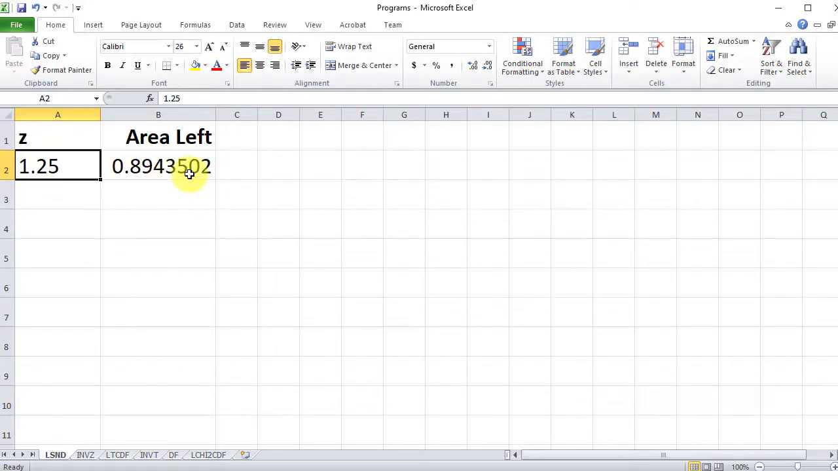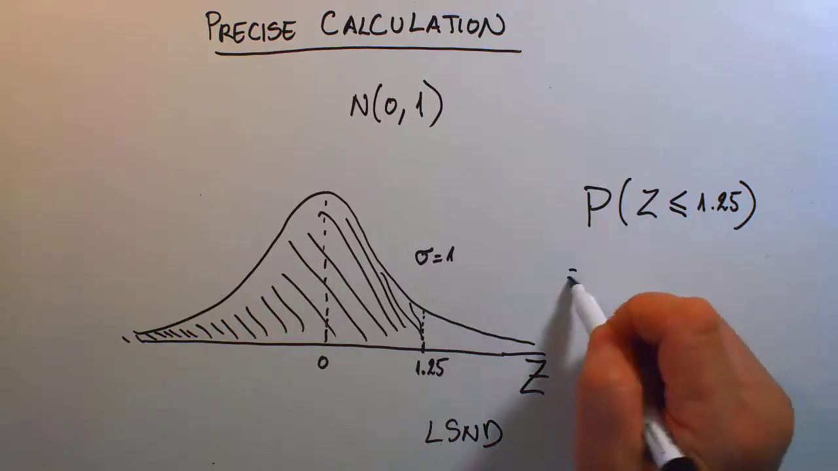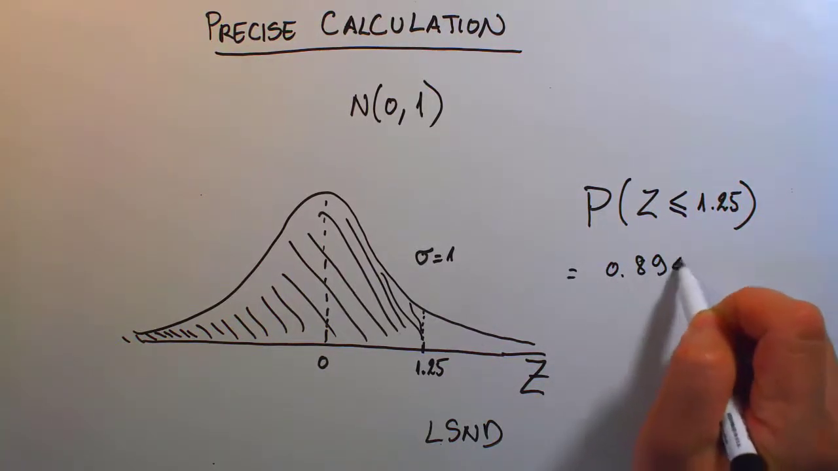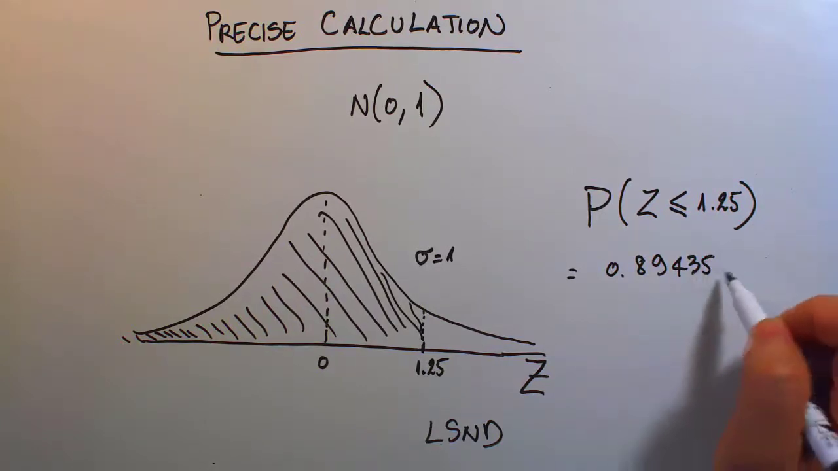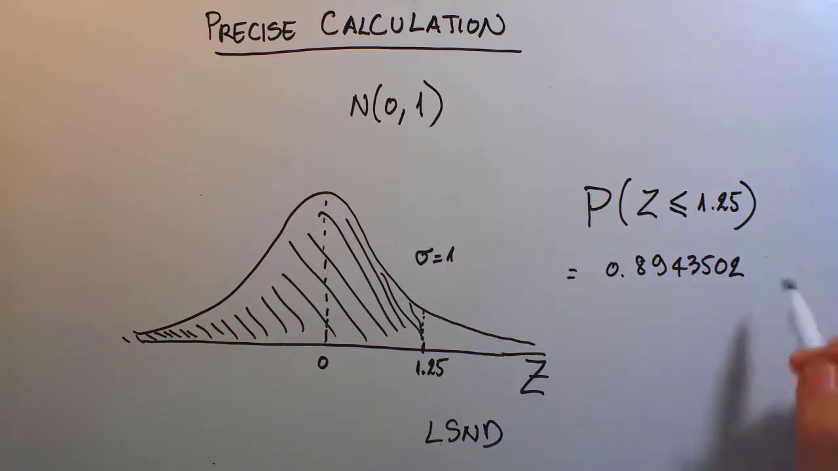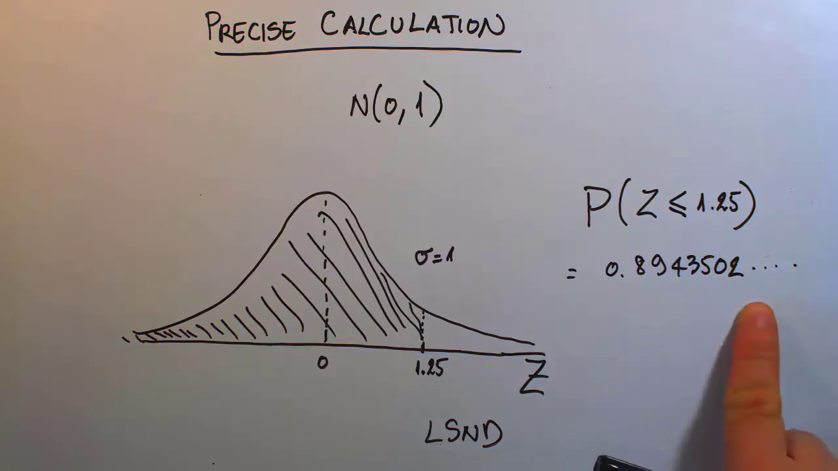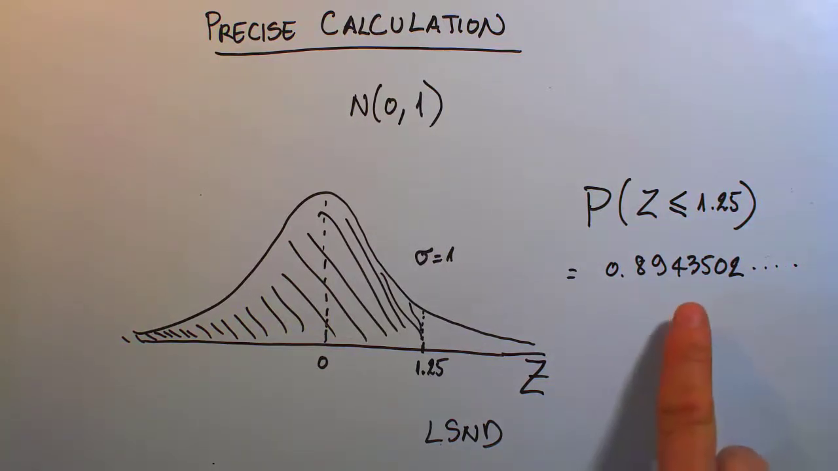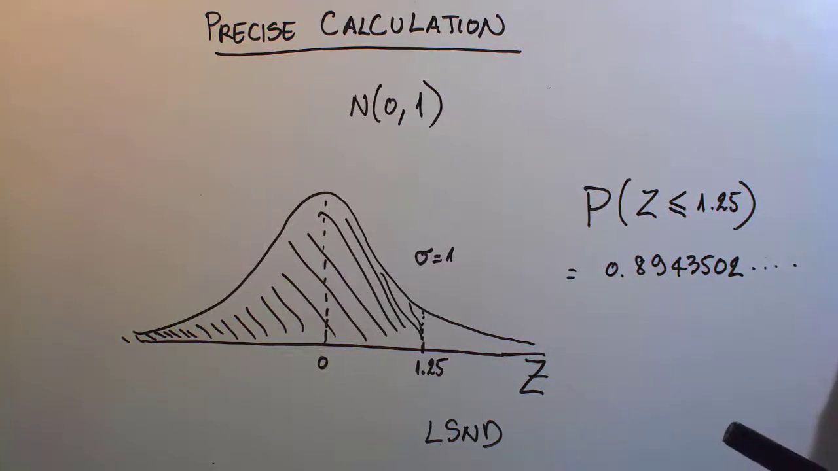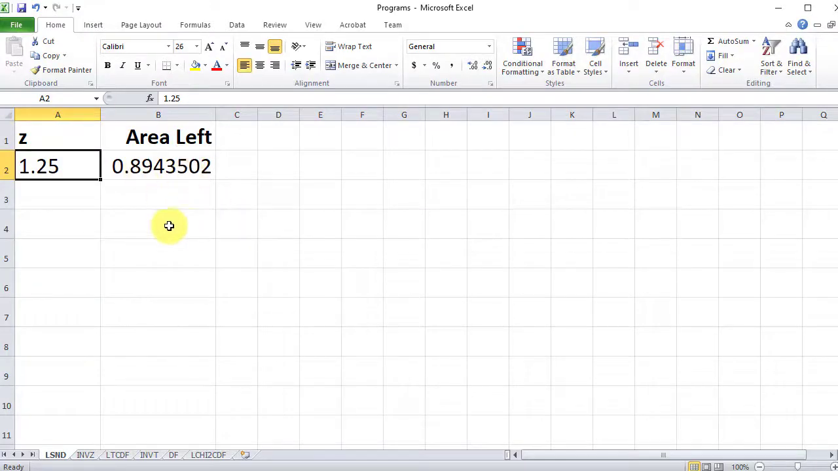So back on my picture, 0.8943502 is the value, and of course it should be a lot longer than that, but Microsoft Excel usually only shows about 8 decimals, although it actually knows a lot further decimal expansion. If you are an expert with Microsoft Excel, once you download the file you can also adjust it to display more decimal places as you want.